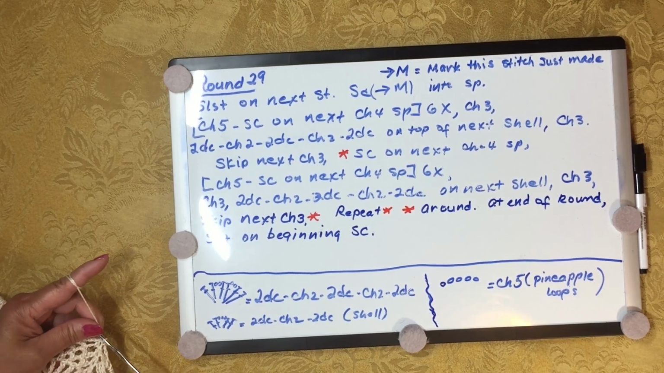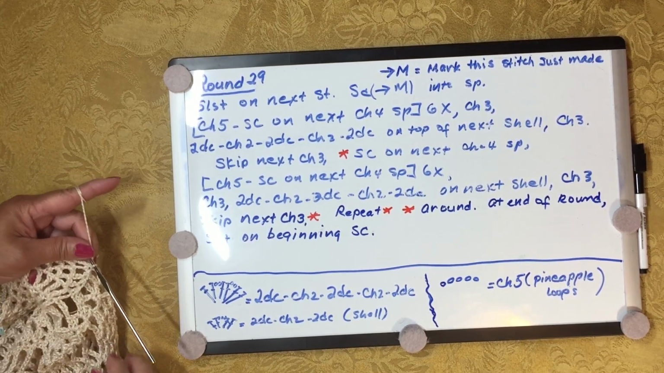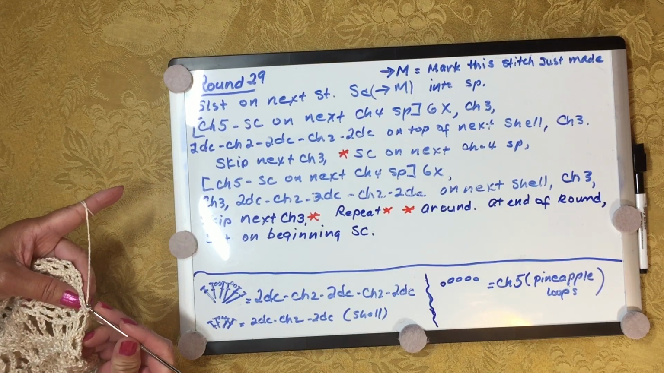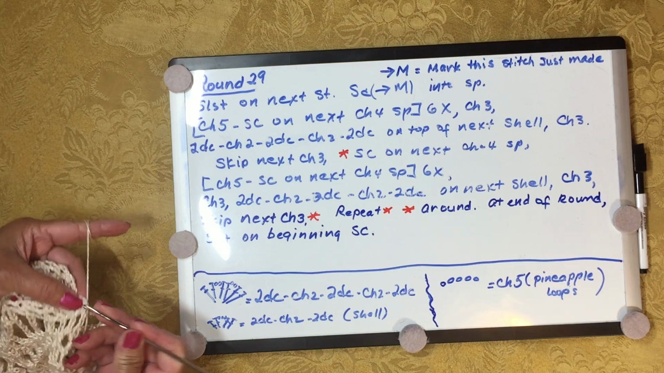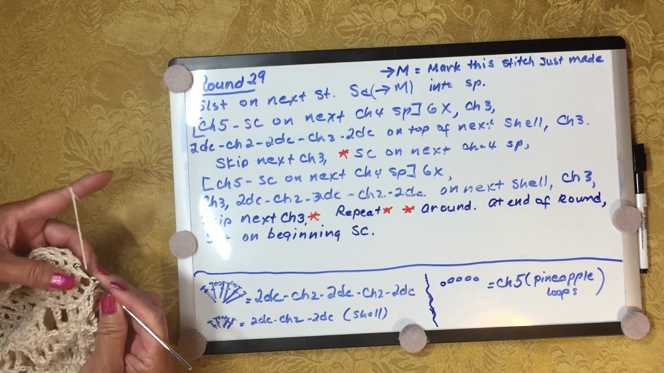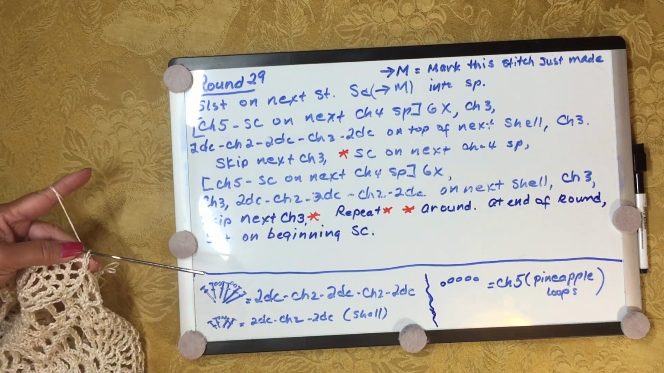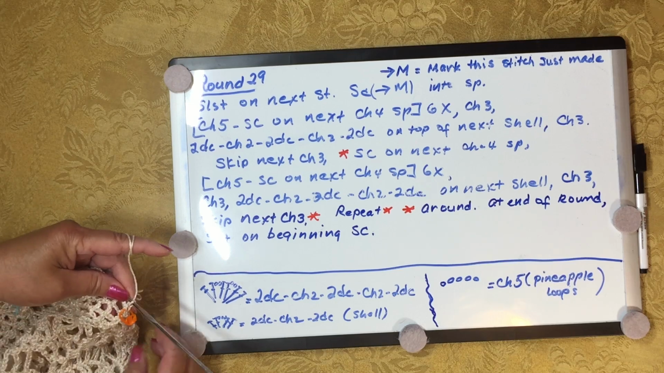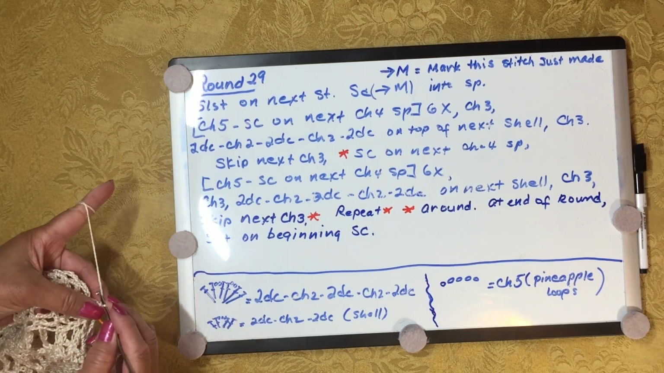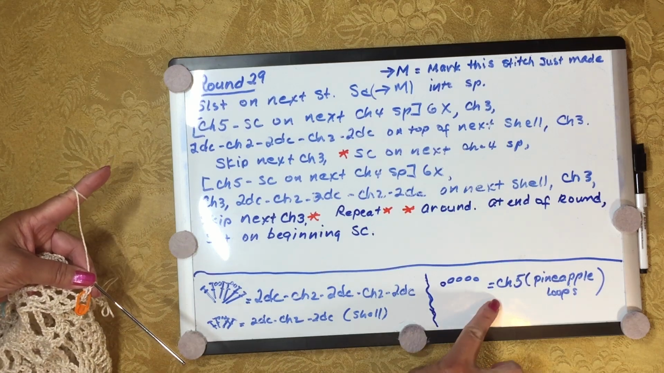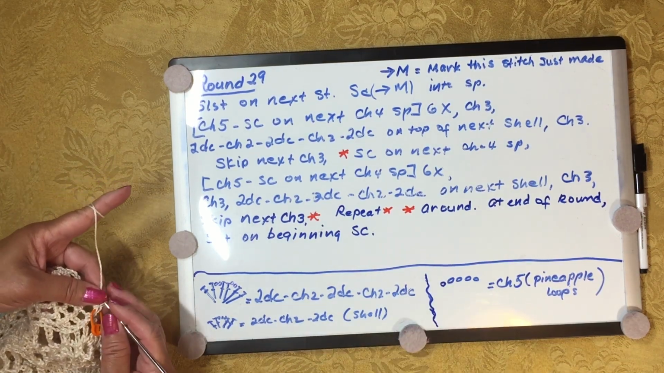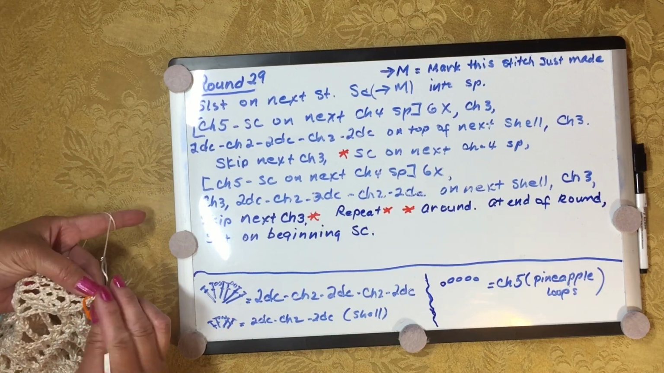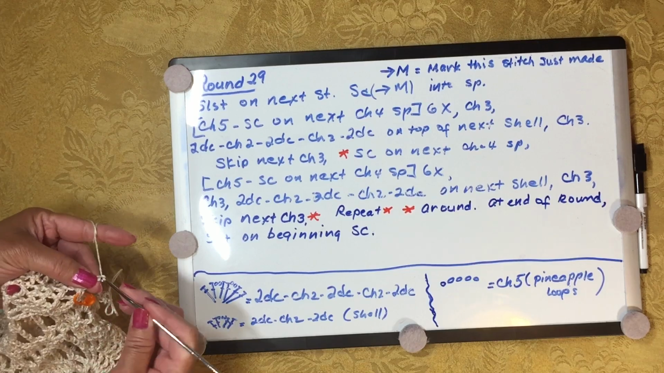Hello friends, so we are now on round 29 of star, hearts and pineapple, and as usual to begin the round we slip stitch on the next stitch and single crochet into the space and mark the single crochet. Then chain 5. It is important to note that we use chain 5 on this round. 1, 2, 3, 4, 5.